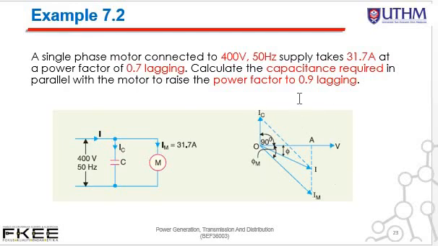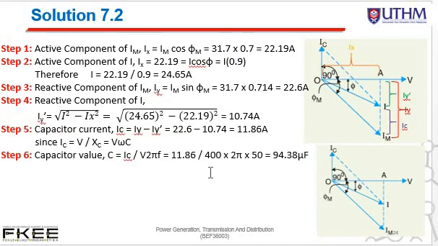As you can see from the phasor diagram, vector O IM represents the motor current, vector I represents the new load current, which is after power factor improvement, and IC is the current drawn by the capacitor branch. Basically, we can solve this problem in 6 simple steps involving vector operations.